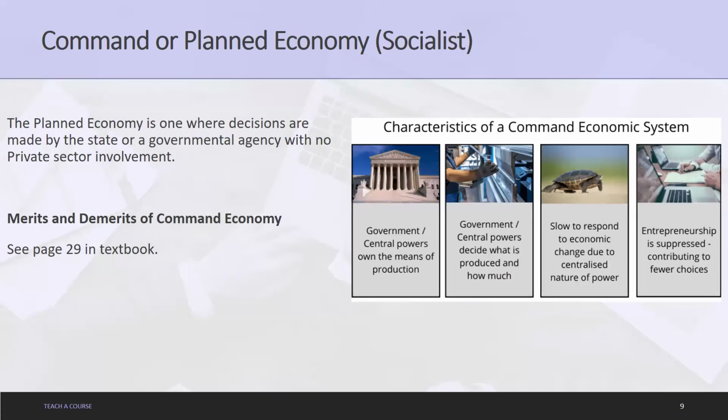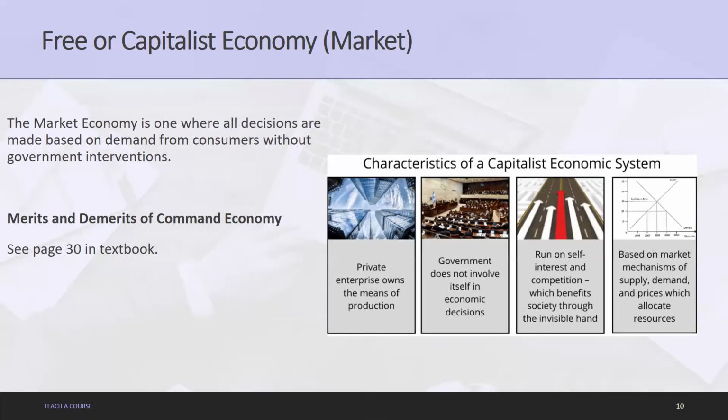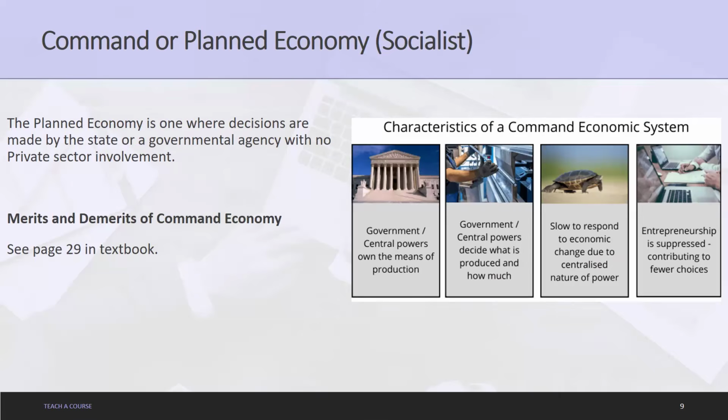The plan or command one. Oh gosh, I didn't put the advantages. I'll put it in before I send it to you all. So the planned or command economic system, the government makes all the decisions. They will decide what to produce, how to produce, and for whom to produce, right?